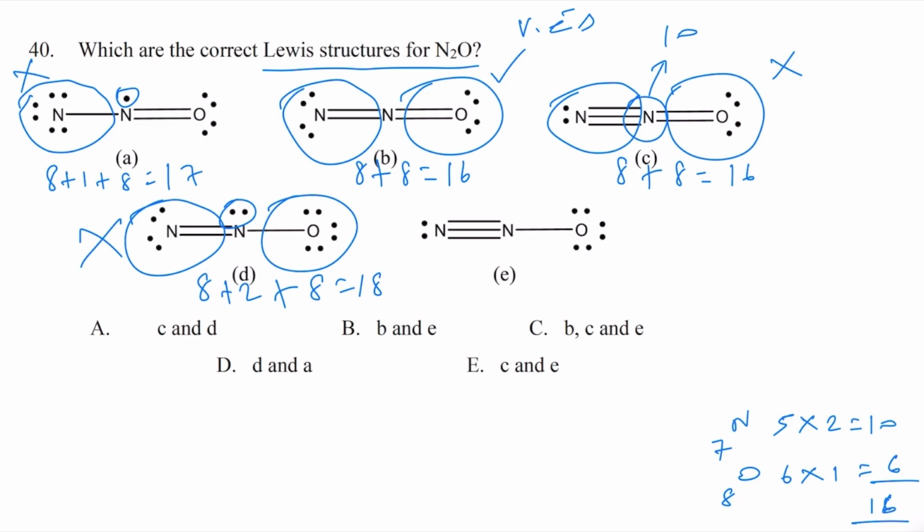How about E? Here we have 8, here also 8, total 16 valence electrons, plus all the atoms do obey the octet configuration. Therefore this is fine. So B and E are fine. The rest of them are not okay. This means option B is the correct choice here.